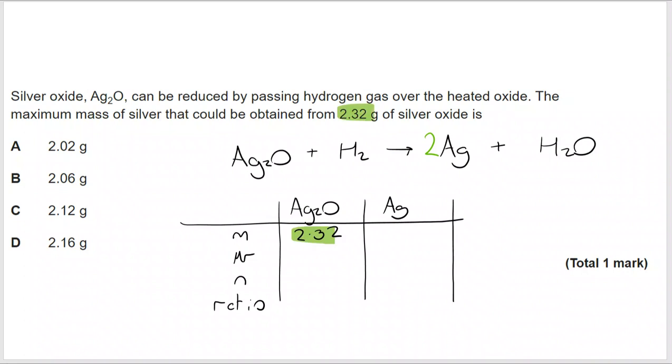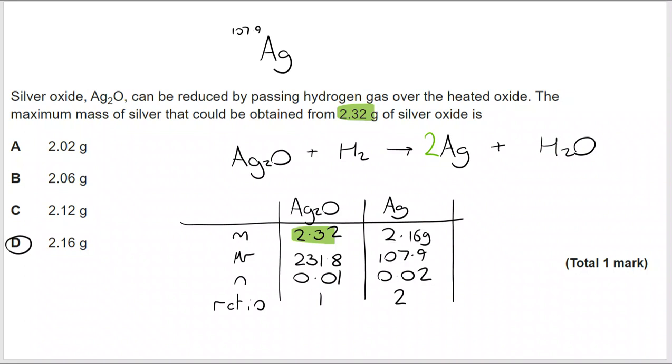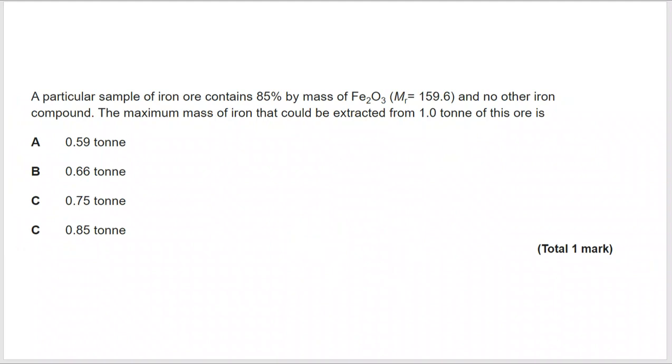I've been given a mass of silver oxide. I can find its Mr, 231.8. From there, I can calculate my number of moles. And then I've got my mole ratio from the equation, 1 to 2. I've got 0.02 moles. Then I have my Mr of silver, which is 107.9. I do my final calculation, n times Mr, and I get a mass of 2.16 grams. Correct answer is D. And then let's move on to the final question in this set.